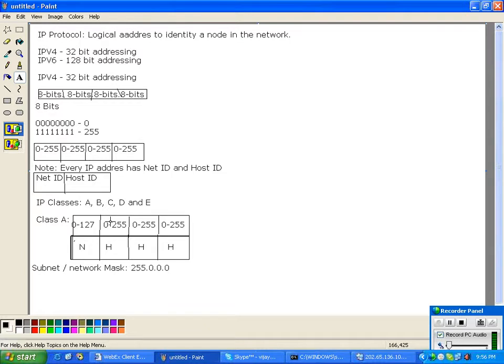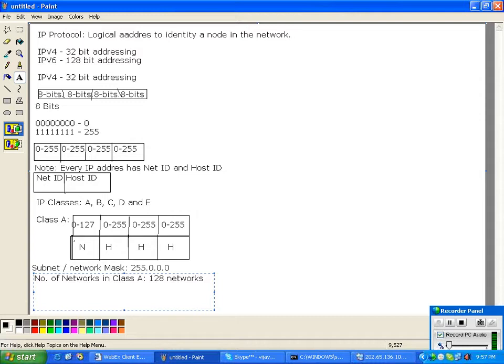Let me use that system as an example. 0 to 127 number, anything, this is class A and your subnet mask will be 255.0.0.0. Am I right? Now, how many networks I have in the class A? Number of networks in class A. So 0 to 127, altogether 128 networks. Am I right?